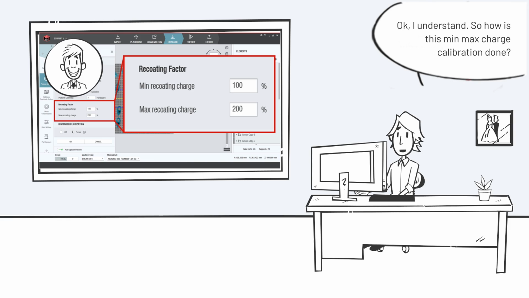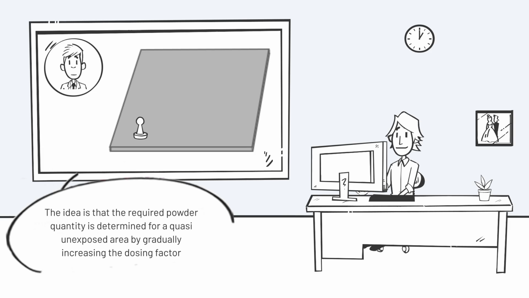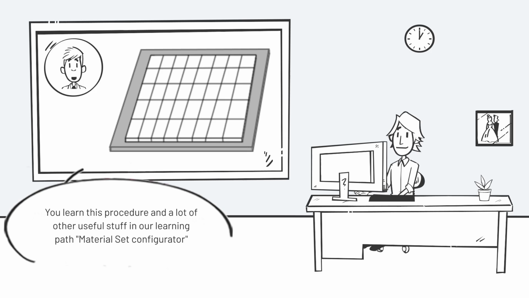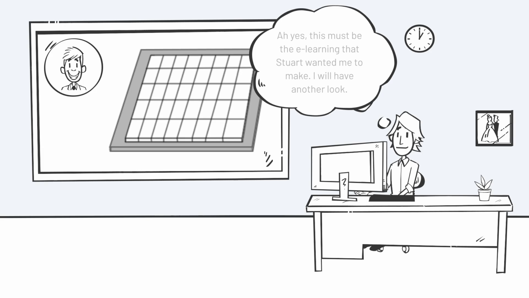Okay, I understand. So how is this min-max charge calibration done? The idea is that the required powder quantity is determined for a quasi-unexposed area by gradually increasing the dosing factor. The same is done for a quasi-maximum exposure area. Of course, there are special calibration jobs for this. Of course. You learn this procedure and a lot of other useful stuff in our learning path, Material Set Configurator.